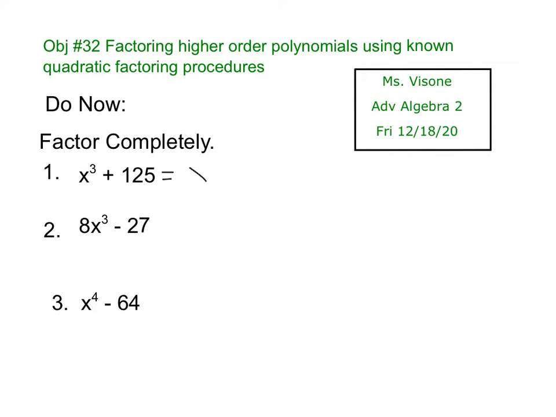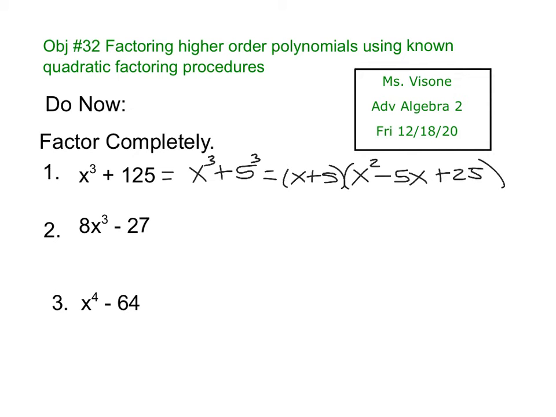So this is x to the third plus 5 to the third. That's the sum of 2 different cubes. So we've got x plus 5 and then x squared, remember, minus 5x plus 25.